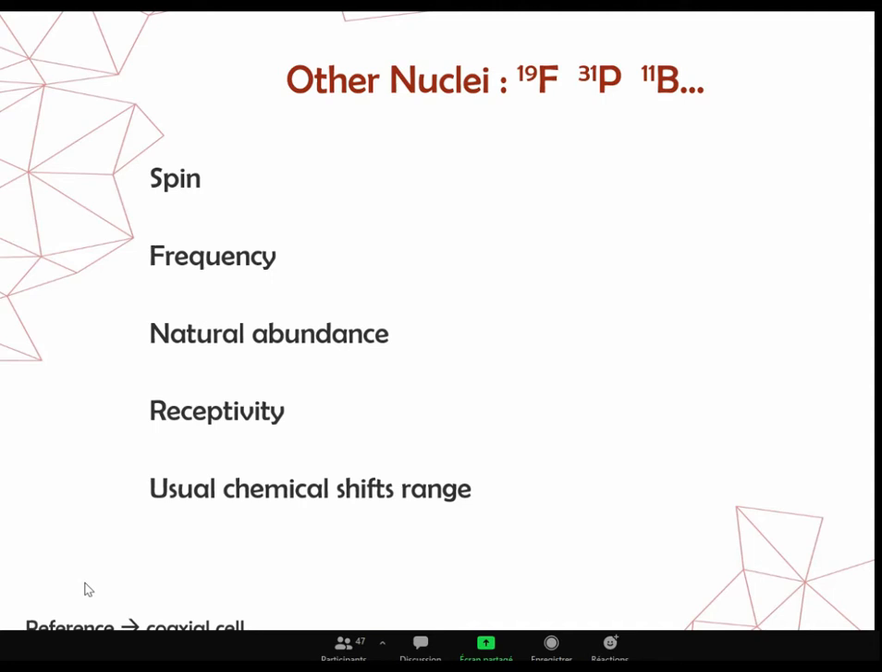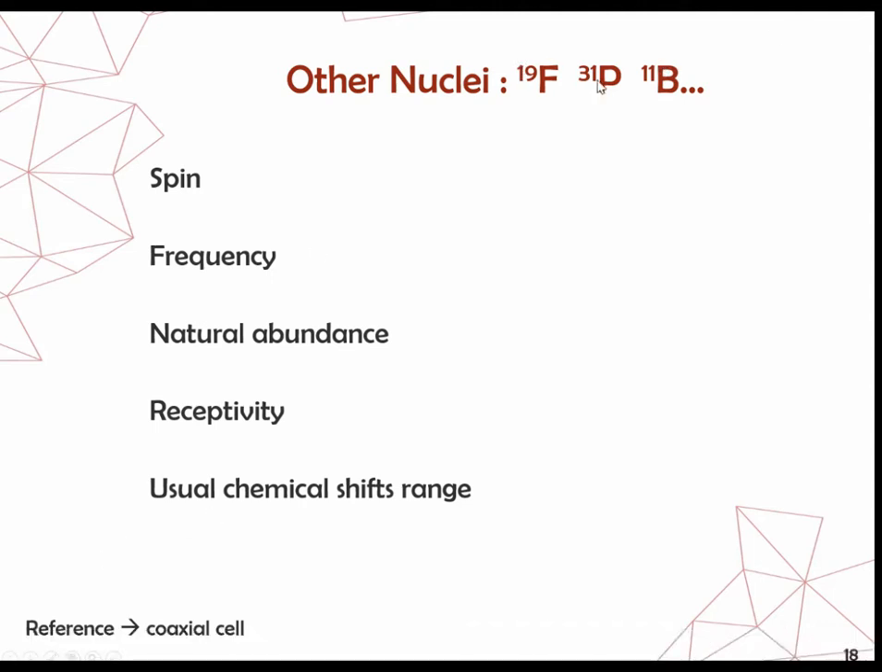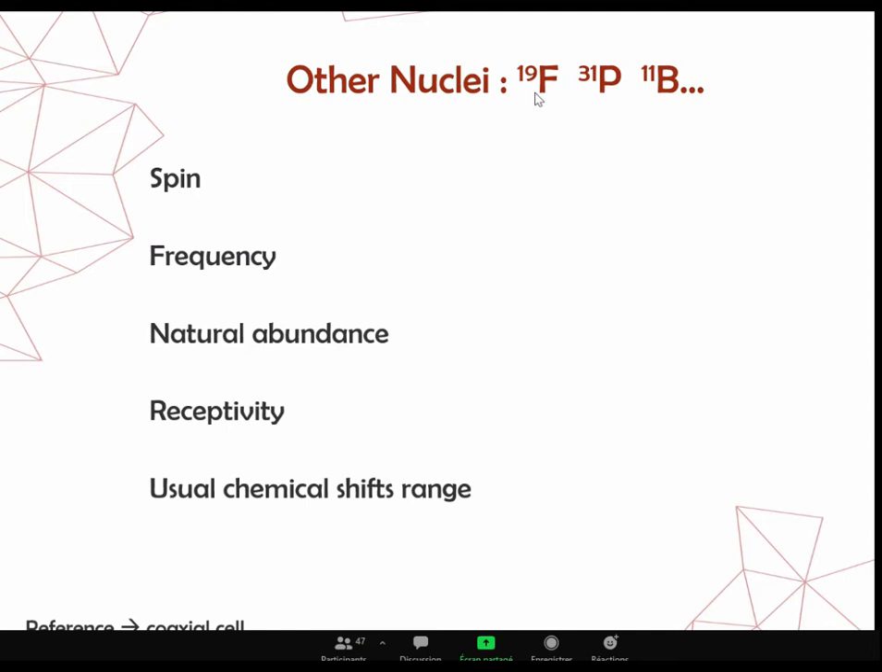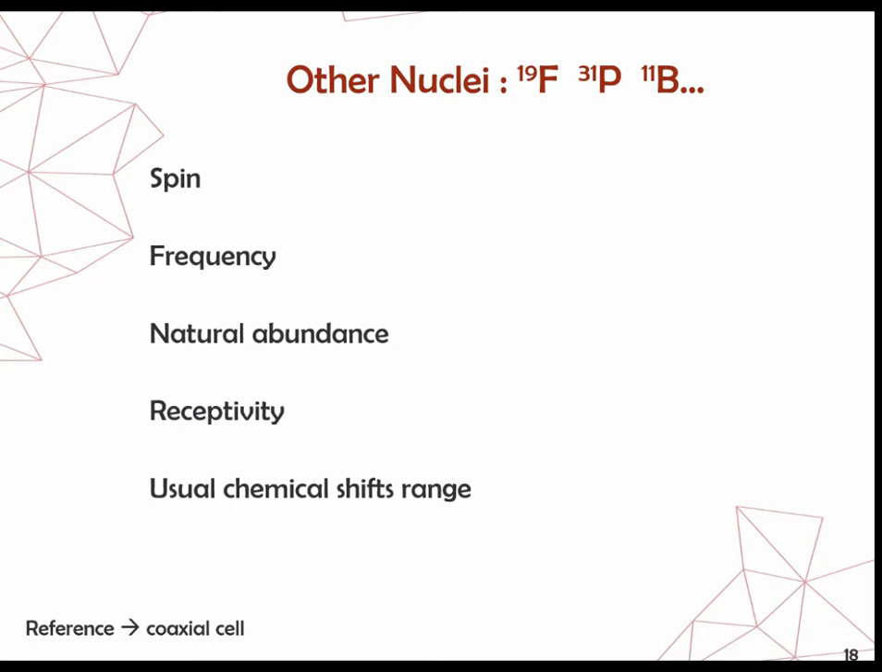Usually, when looking at a heteronucleus, you will get reliable chemical shifts, because on recent spectrometers we won't have shifts. But if you want to be very precise in the chemical shifts, in some cases you will have to use a reference compound in a coaxial cell if you want to be very accurate on the chemical shifts.